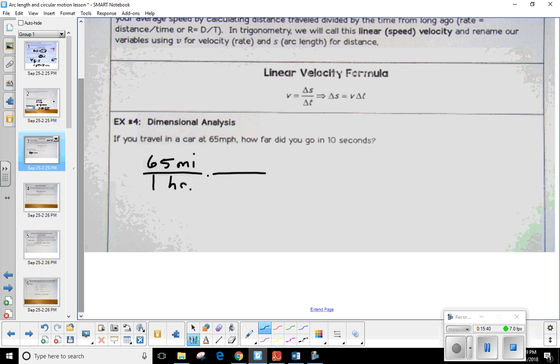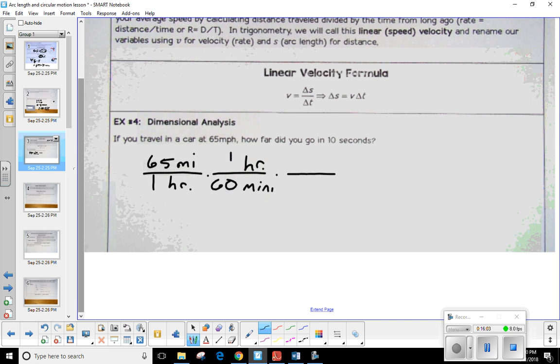Now, if I want the hours to cancel, I have to make sure that the hours alternate, and I'm going to put the minutes here. And what values am I going to use? Yeah, 1 hour is 60 minutes, right? So right now, if I were to stop, it's going to be in miles per minute. I have to go one more fraction because I want miles per second.